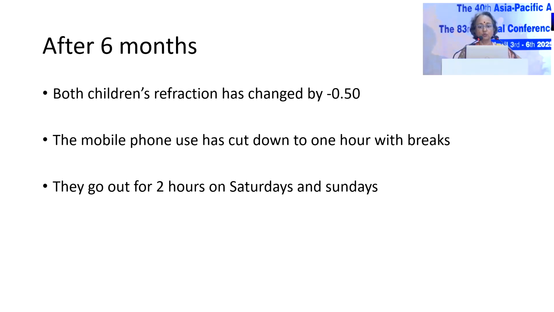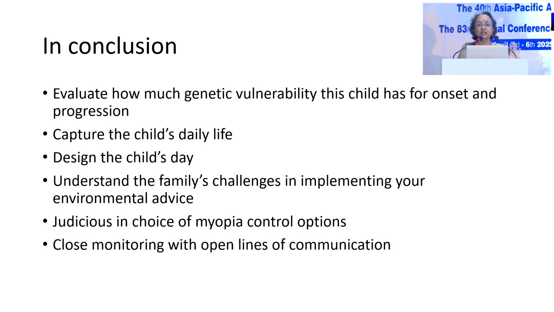They go out for 2 hours on Saturdays and Sundays when the parents are off from work. In conclusion, evaluate how much genetic vulnerability this child has for onset and progression. Capture the child's daily life. Then design the child's daily life. Don't tell them, take him, let him have outdoor for 2 hours. Where will the grandparents take them for 2 hours outdoors?